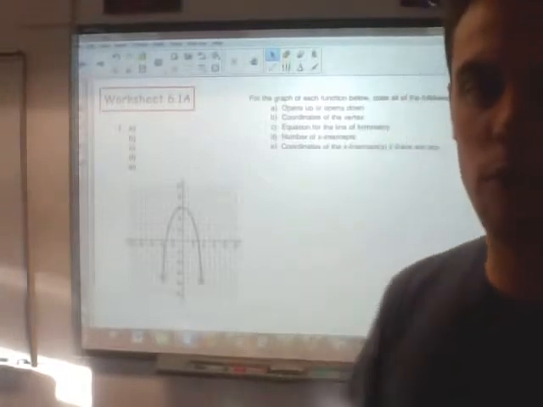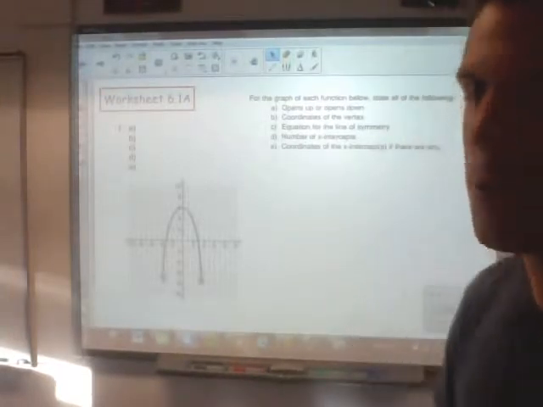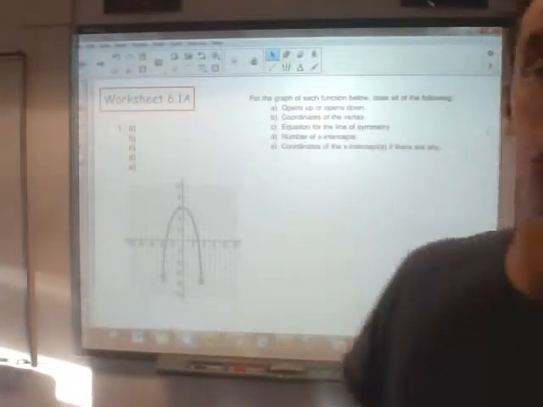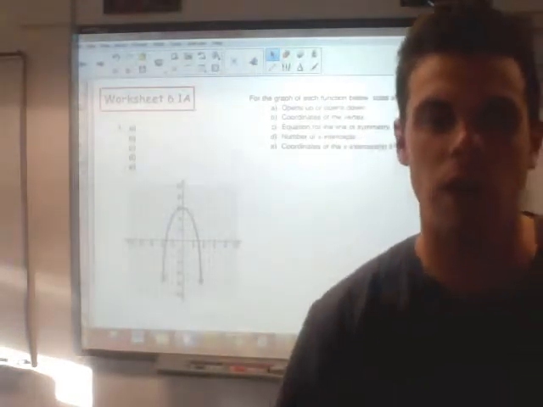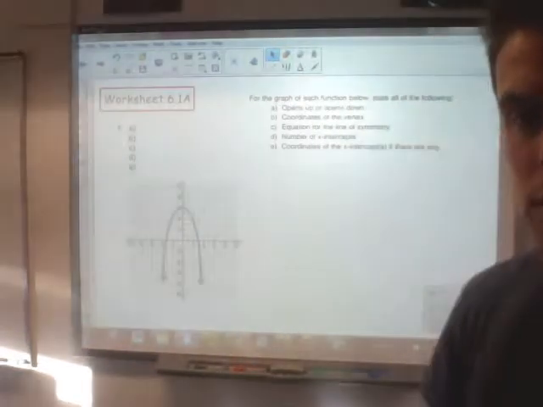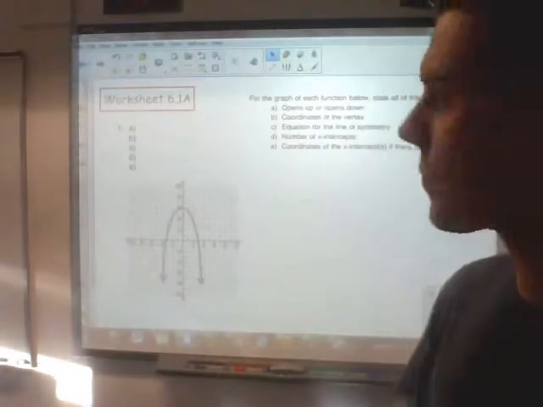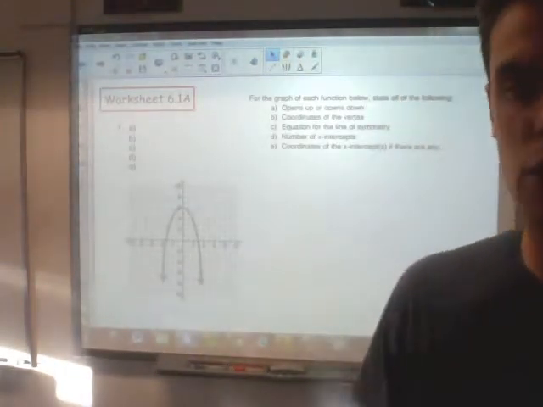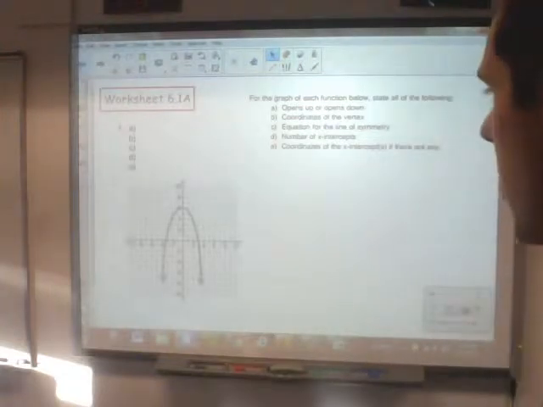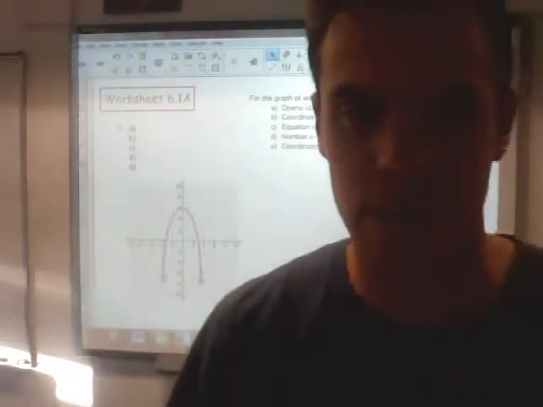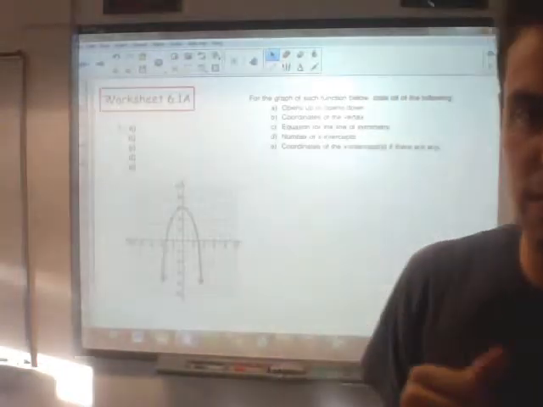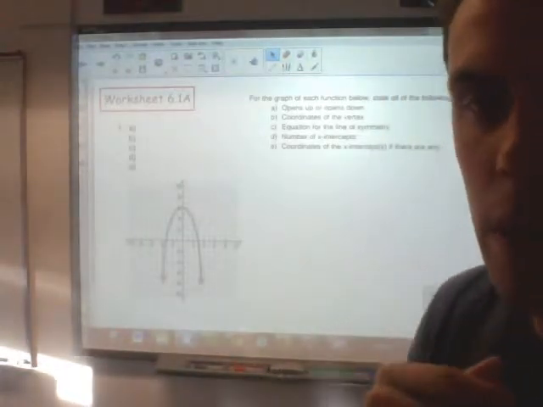Awesome. So right here, I've opened my workbook up to worksheet 6.1A to go over one more example of parabolas. In your workbook, in section 6.1A, number 1 asks you to describe the parabola by naming some of its characteristics, especially these specific values, A through E. So what are those real quick?